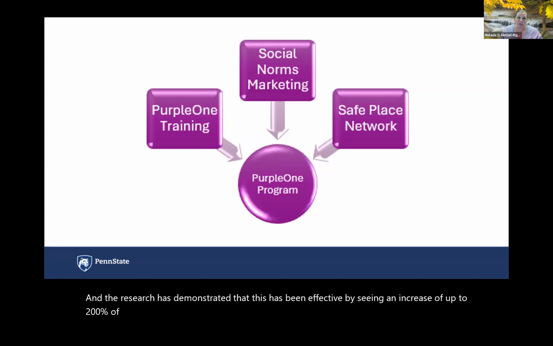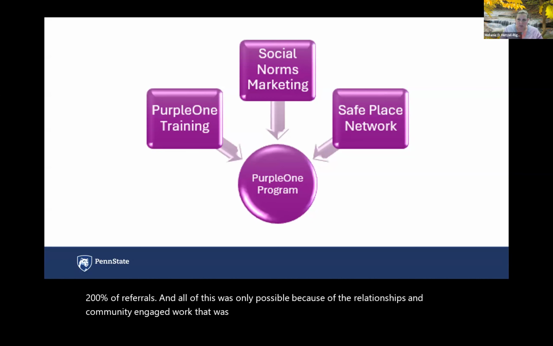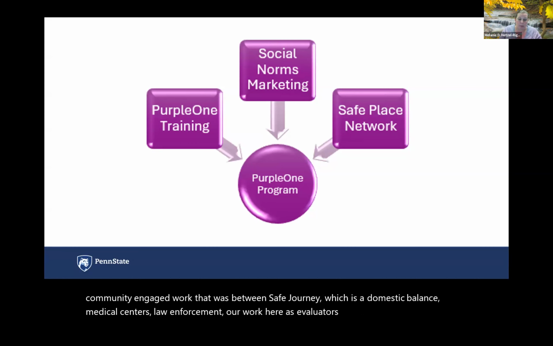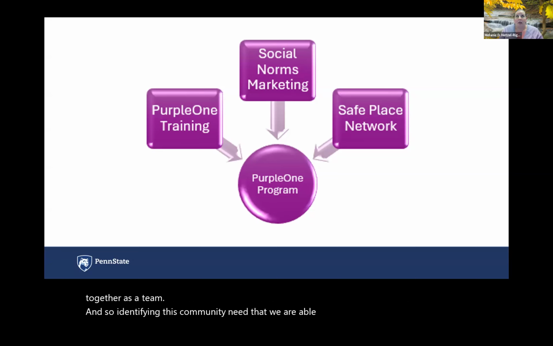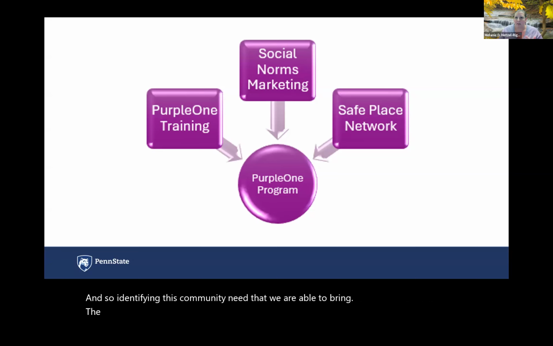And all of this was only possible because of the relationships and community engaged work between Safe Journey, which is domestic violence, medical centers, law enforcement, our work here as evaluators, and the ability to work together as a team. So identifying this community need, we are able to bring the evaluation, the assessment, the evidence-based practice work that has led to now what's happening next, where it's going national.